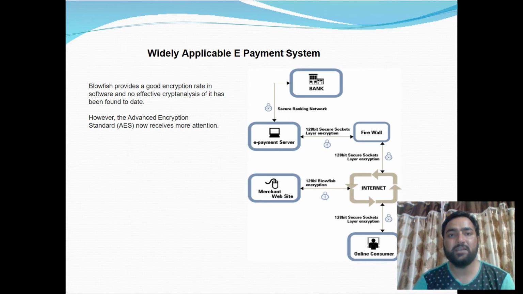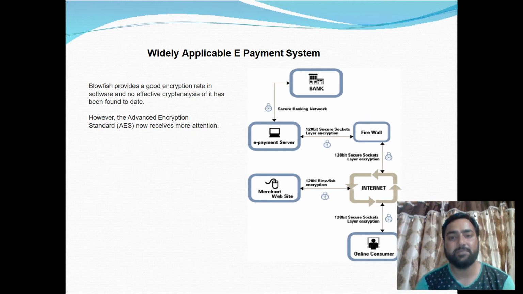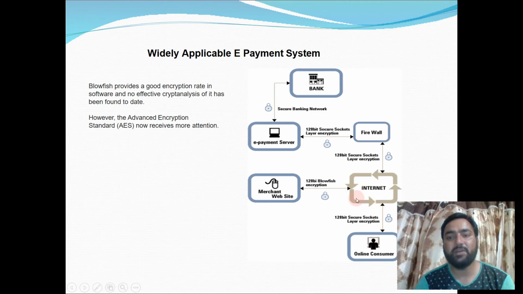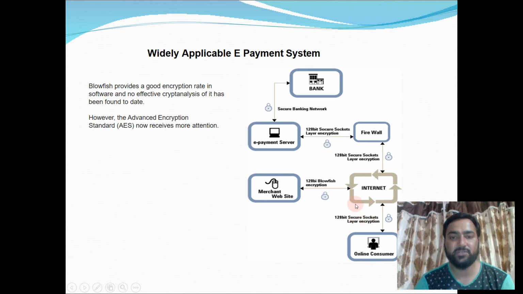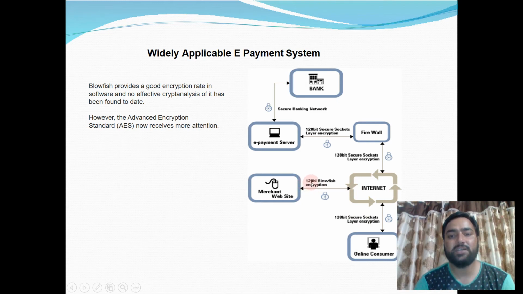So this is the widely applicable e-payment system that is used, in which an online customer uses security. That means this is the whole scenario that is shown, in the whole payment scenario from customer to the bank. So in this, the online customer uses the internet to make a payment, and in that 128-bit secure socket layer encryption is used. And between the internet and the merchant's website, 128-bit blowfish encryption is used.